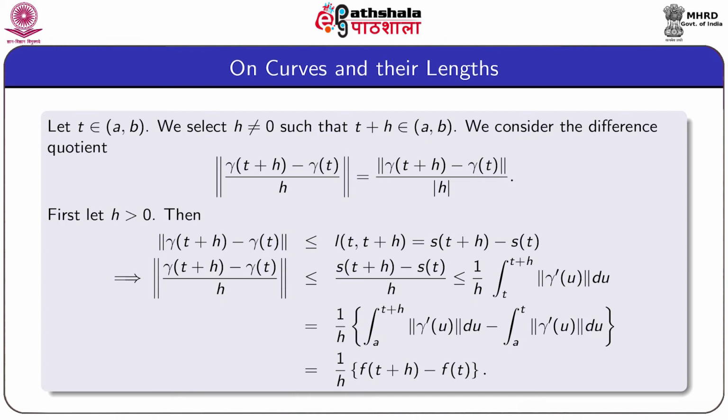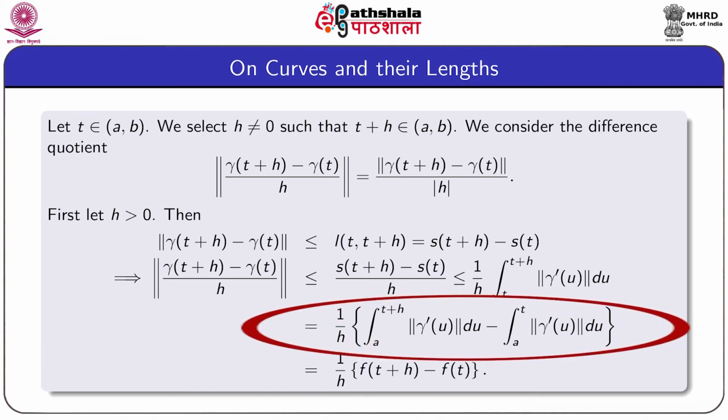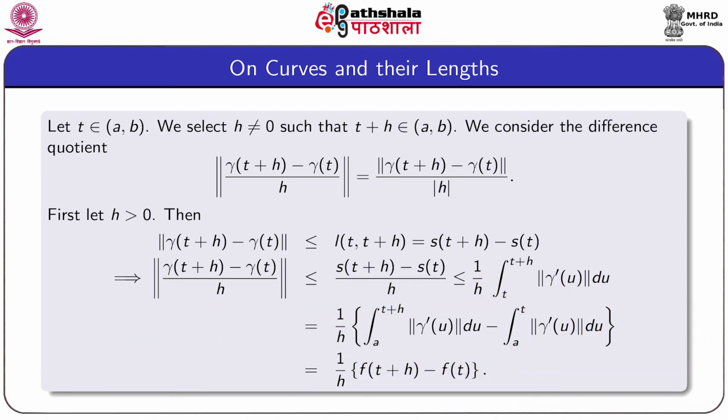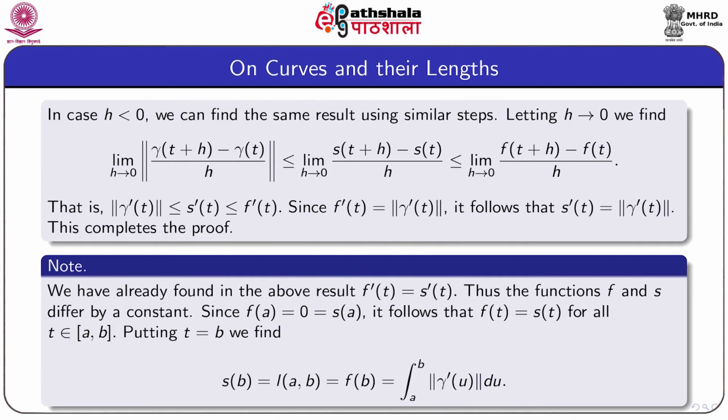This implies the norm of gamma(t+h) minus gamma(t), divided by h, is less than or equal to S(t+h) minus S(t), divided by h, as h is positive. This is less than or equal to 1/h times the integral from t to t+h of the norm of gamma'(u) du. So, this equals 1/h times the integral from a to t+h of the norm of gamma'(u) du minus the integral from a to t of the norm of gamma'(u) du, which equals 1/h times f(t+h) minus f(t).